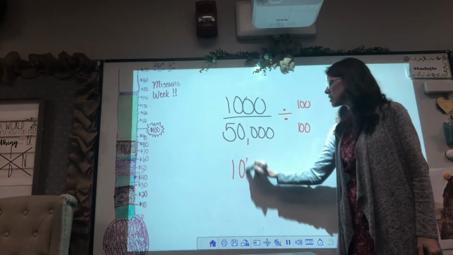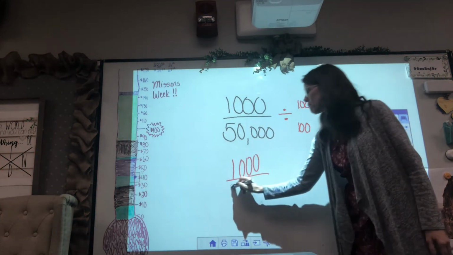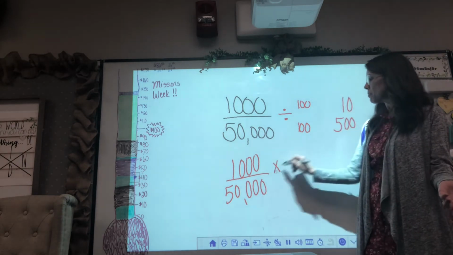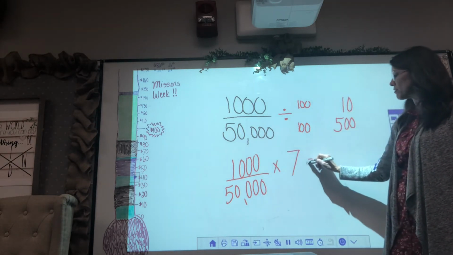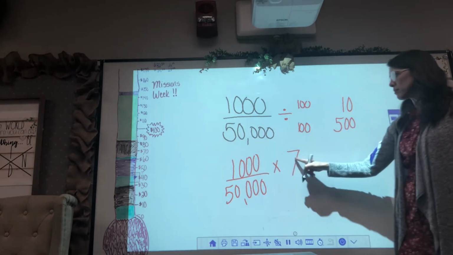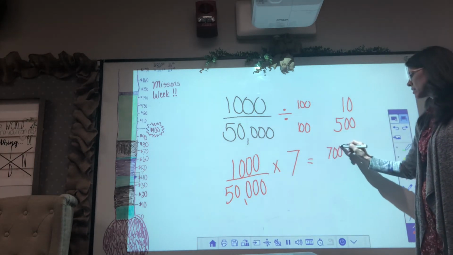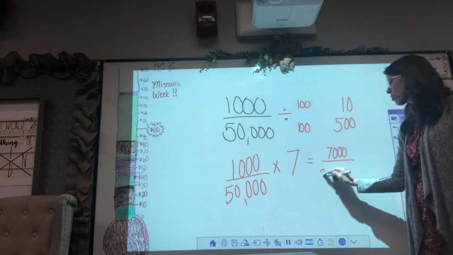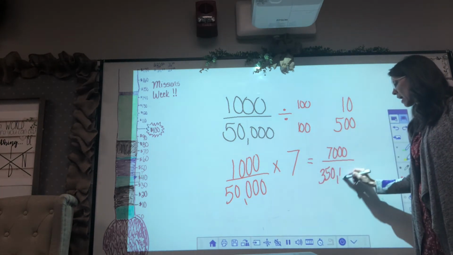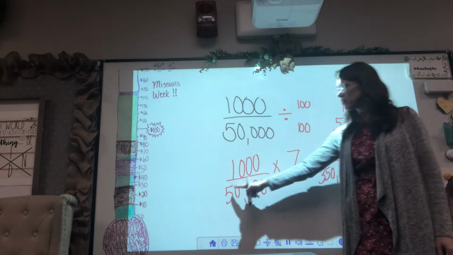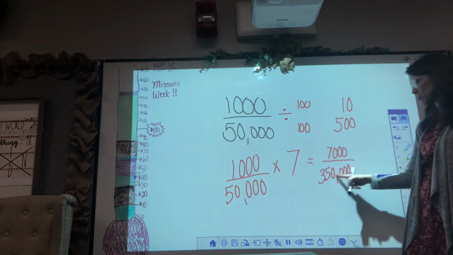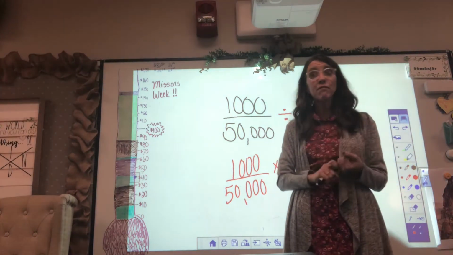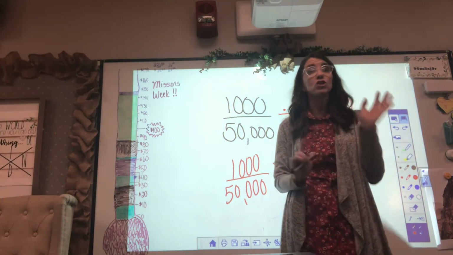So 1,000 over 50,000, I say, oh, I'm going to decide I'm going to multiply by 7 to get me an equivalent fraction. 1,000 times 7 is 7,000. 50,000 times 7 is 350,000, right? Remember how you do that? 7 times 5 is 35, and then you add all the zeros back in. That's it. Easy peasy. Estimating fractions, equivalent fractions, no problem.